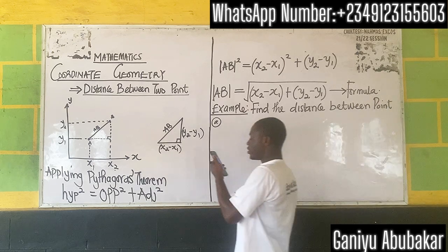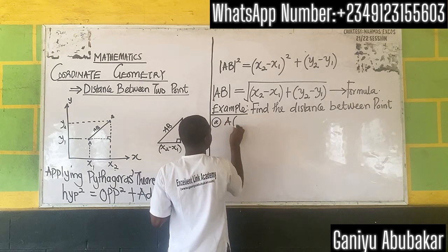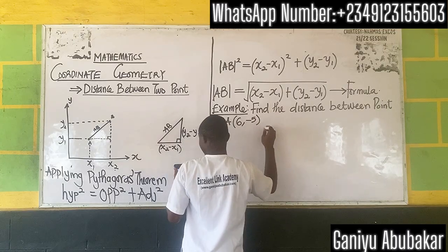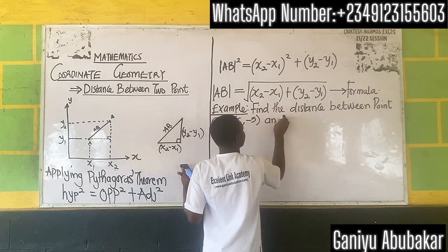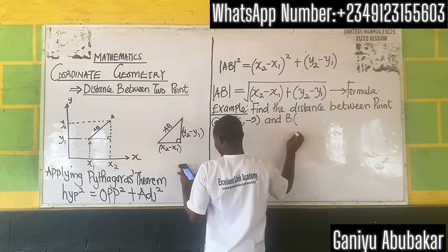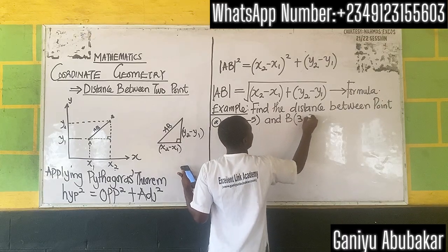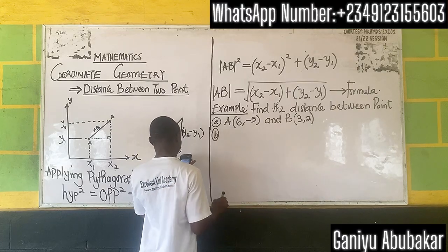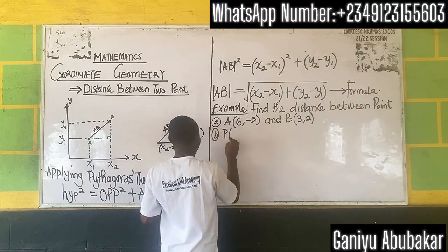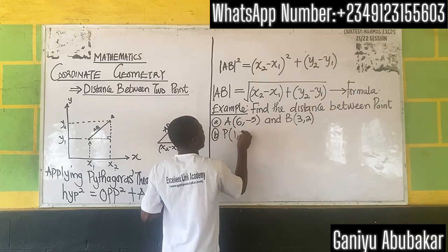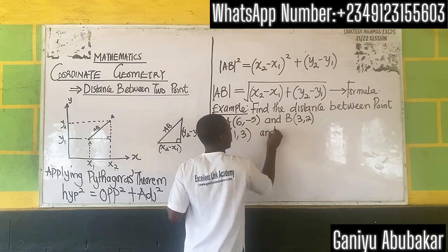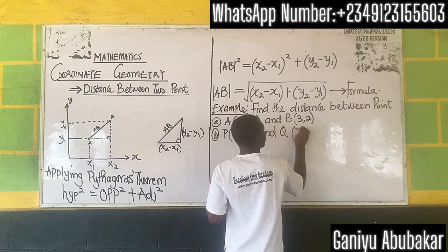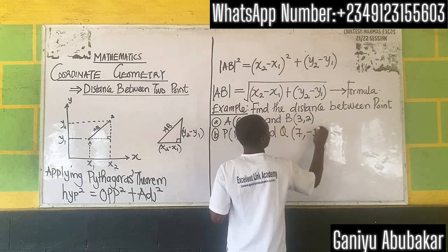Question A says point A is given by 6, minus 5, and point B is given as 3, 2. That's question A. Question B says point P is 1, 3, and point Q is 7, -1.